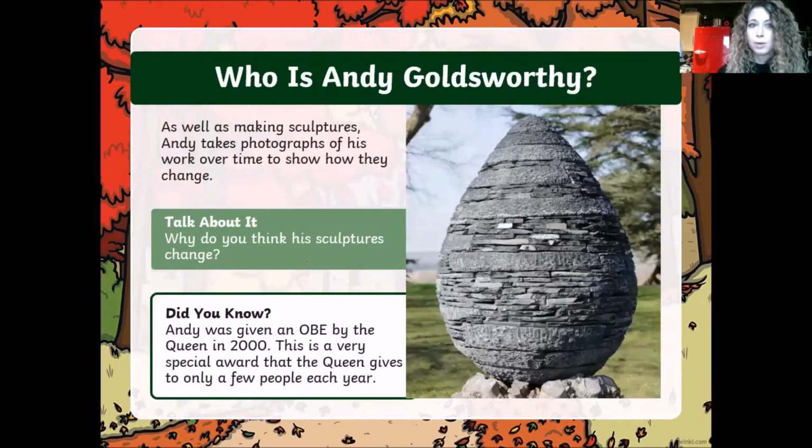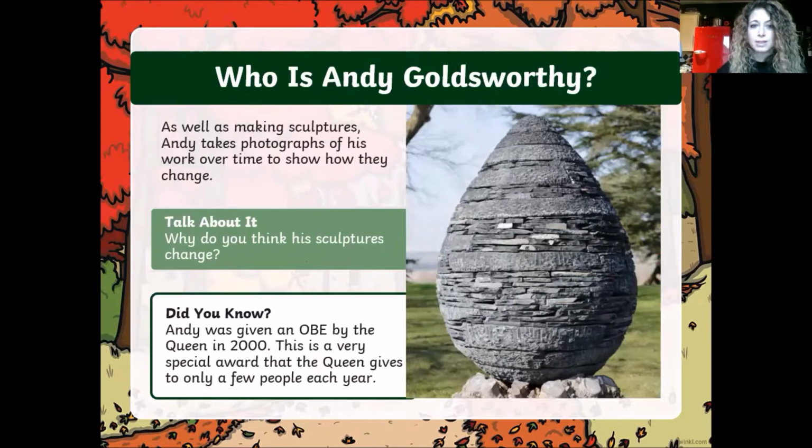So let's find out a bit more about him. As well as making sculptures, Andy takes photographs of his work over time to show how they change. What does he mean to show how they change? Have a look at this picture here. How would a piece of art like that change over time? Anyone got any ideas?